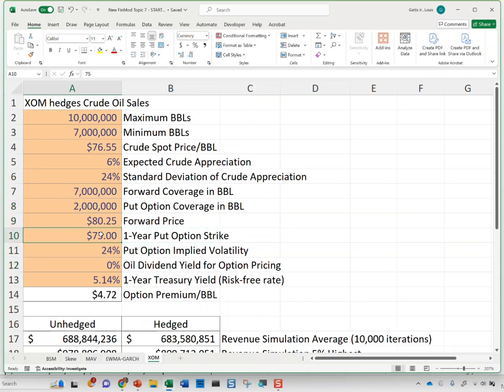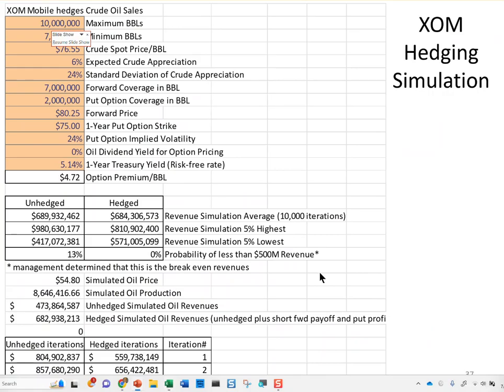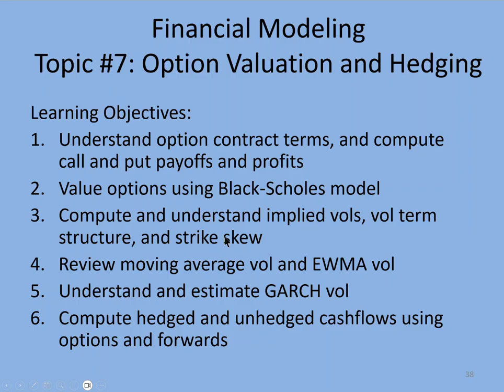Also notice here I chose an out of the money strike, 75. Remember the spot price was 76. You could vary the hedge by saying, well, what would happen if they used a 70 strike? Notice the price of the option gets really cheap, but then you'd also notice when you run the simulation, it doesn't give you quite as much protection. All right, so that's how you could vary this hedging strategy. So that's it. In this topic, we have computed hedged and unhedged revenues using options and forwards.